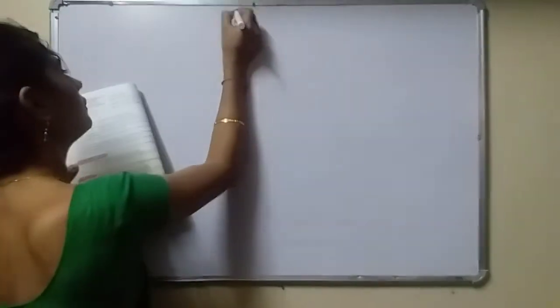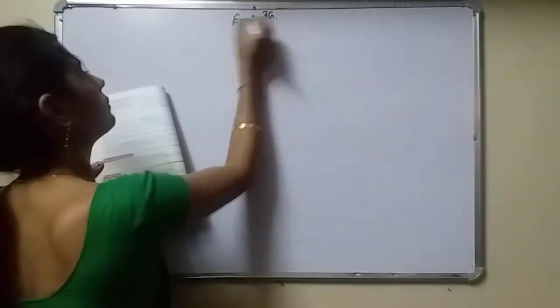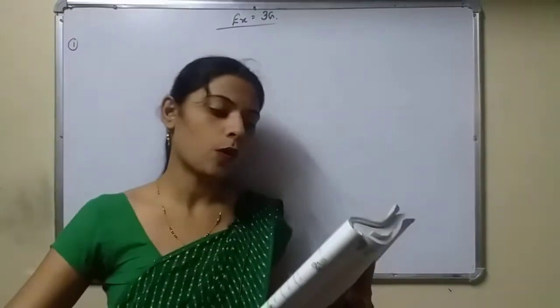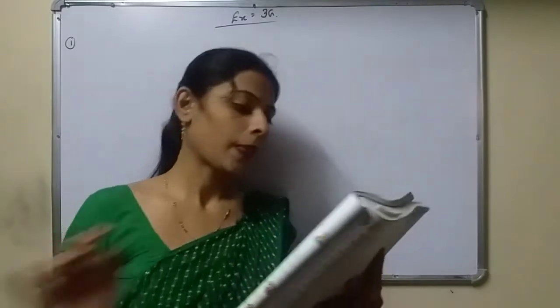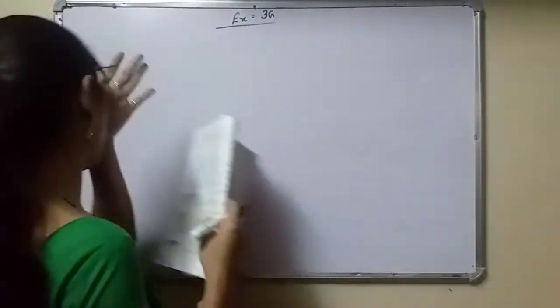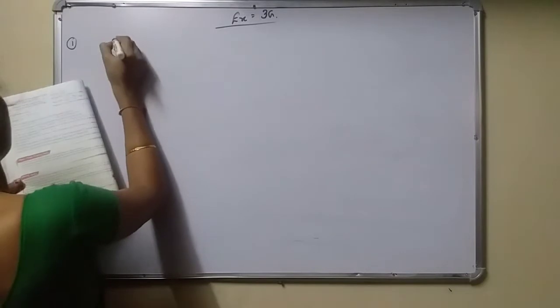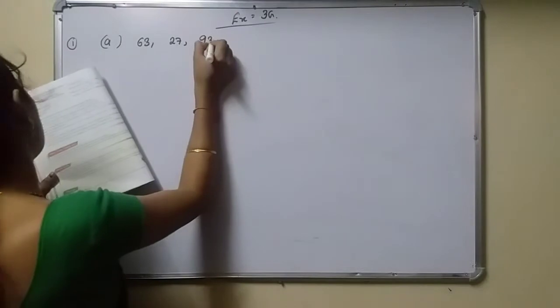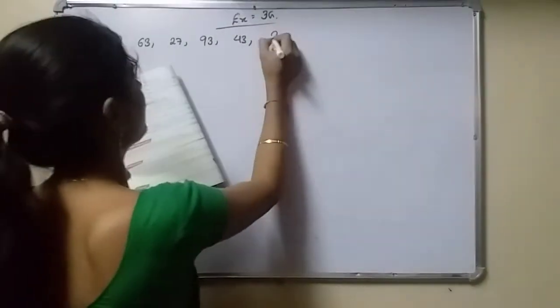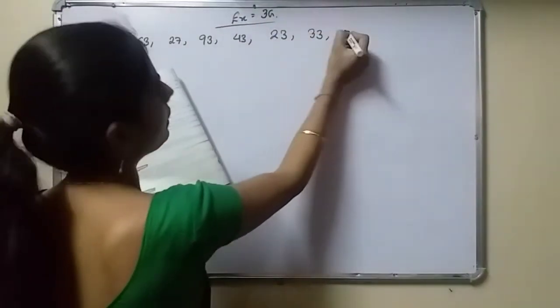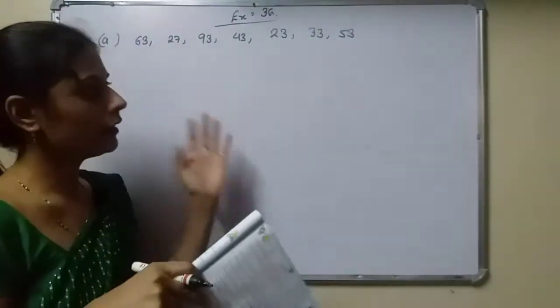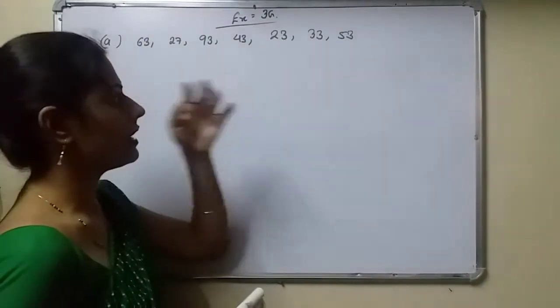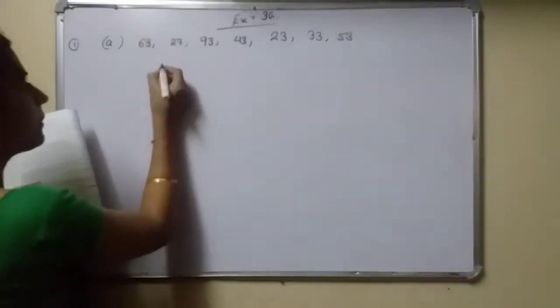Exercise 3Z. Your first question is: identify the numbers which are co-primes to the first number in the row. You have to identify the co-prime numbers. First A: 63, 27, 93, 43, 23, 33 and 53. For finding which are co-prime numbers and which are not, you have to find the HCF here.